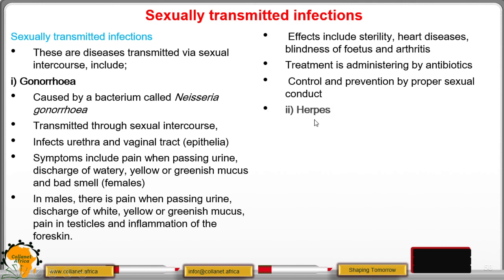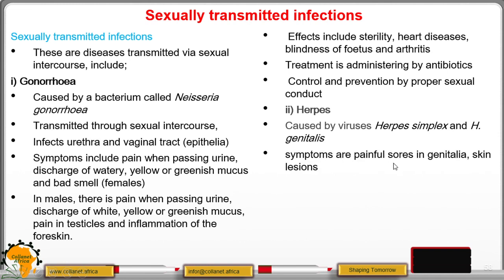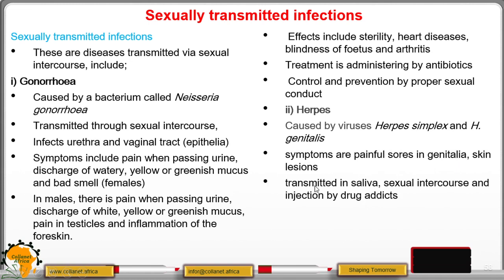The other STI is herpes. This one is caused by virus, herpes simplex and herpes genitalis. Symptoms are sores or wounds on the genitalia, skin lesions. We have it being transmitted by sharing body fluids like saliva, also through sexual intercourse, and injection by drug addicts who share syringes. There is no known treatment because viruses do not actually have treatment.